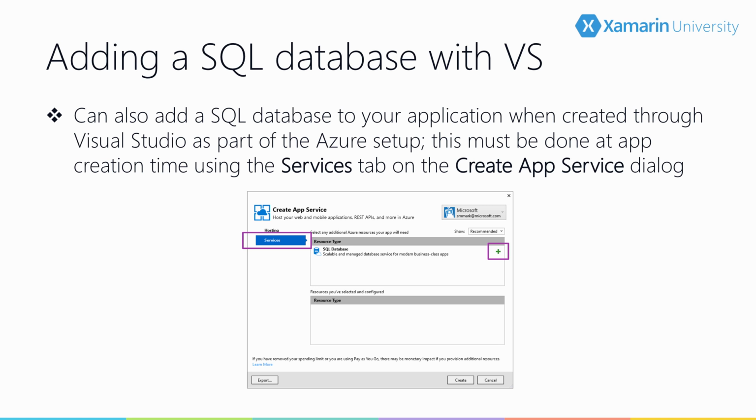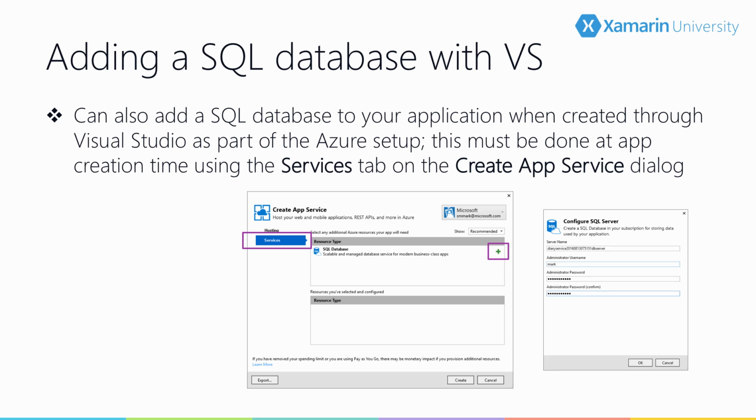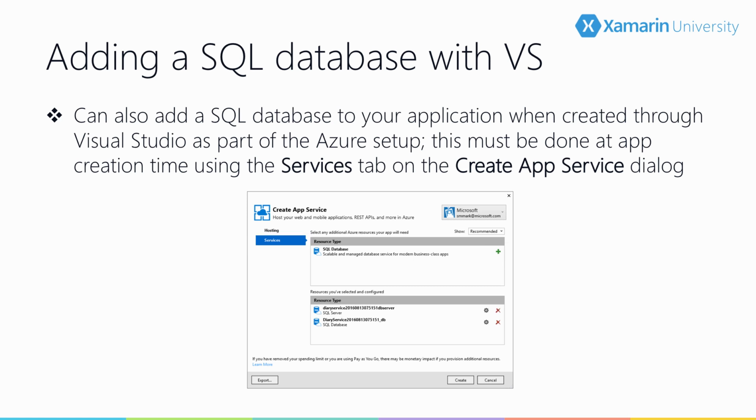Finally, another option for creating a database for your service when you're using an ASP.NET backend is to add it to the initial app creation step in Visual Studio. This is accessed through the Services tab of the Create App Service dialog. Click the plus button next to the SQL database. This will open a dialog to let you select or create a new database, and here you have the same inputs as the Azure portal. Once you enter all the required information and click OK, it will add the database and the connection string as resources for your app service. This database will be defined locally in your project and pushed to Azure the first time you publish.